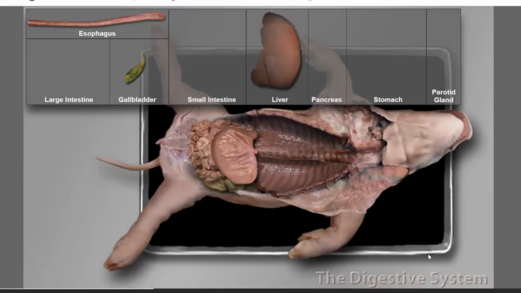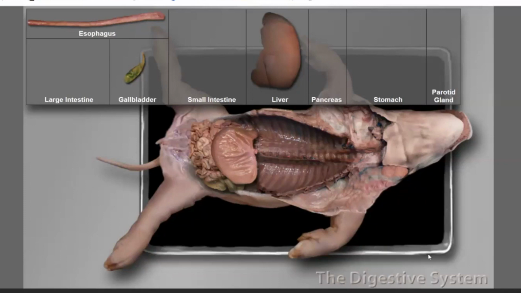So you can't live without your liver, you can't really live without your esophagus, but you can live without your gallbladder. And you can still eat foods that have fat in them. It just takes a little bit of time for your body to basically adjust to not having your gallbladder.